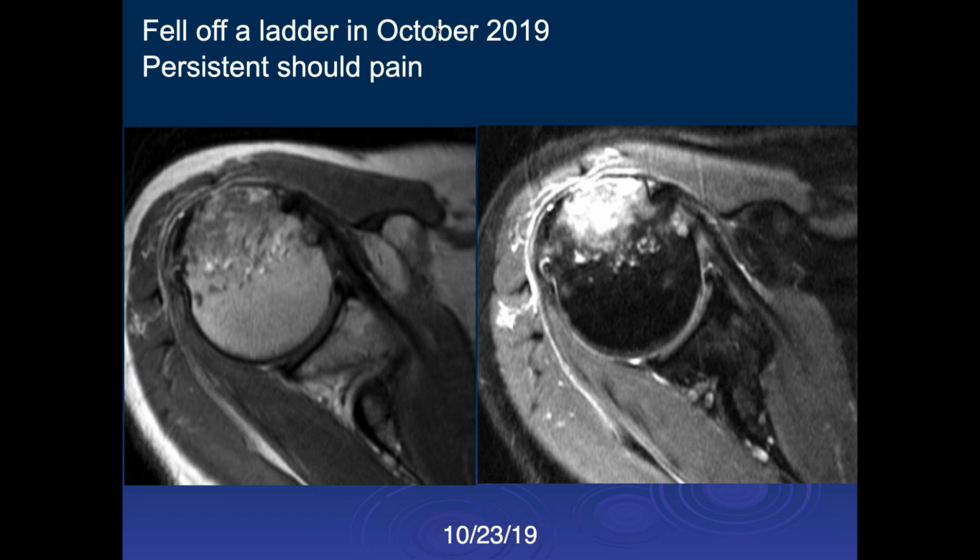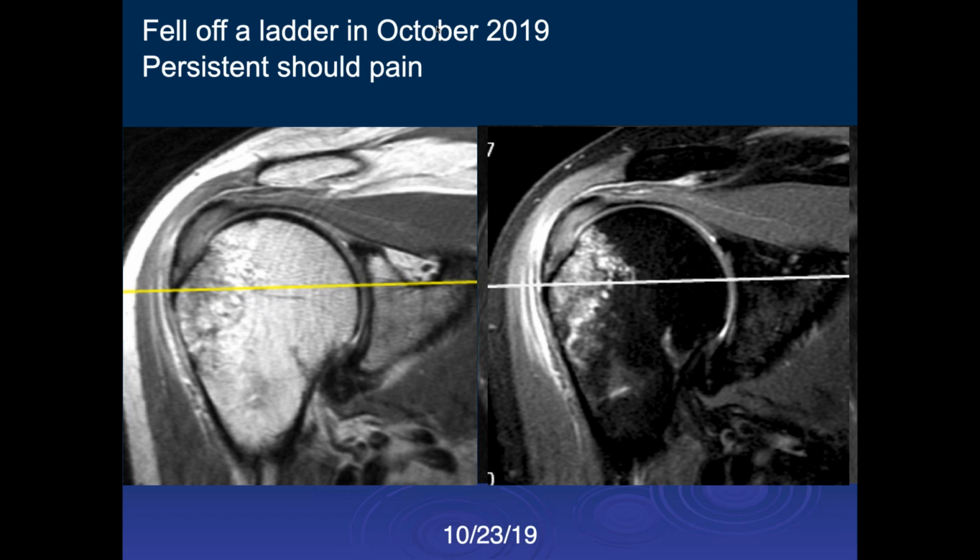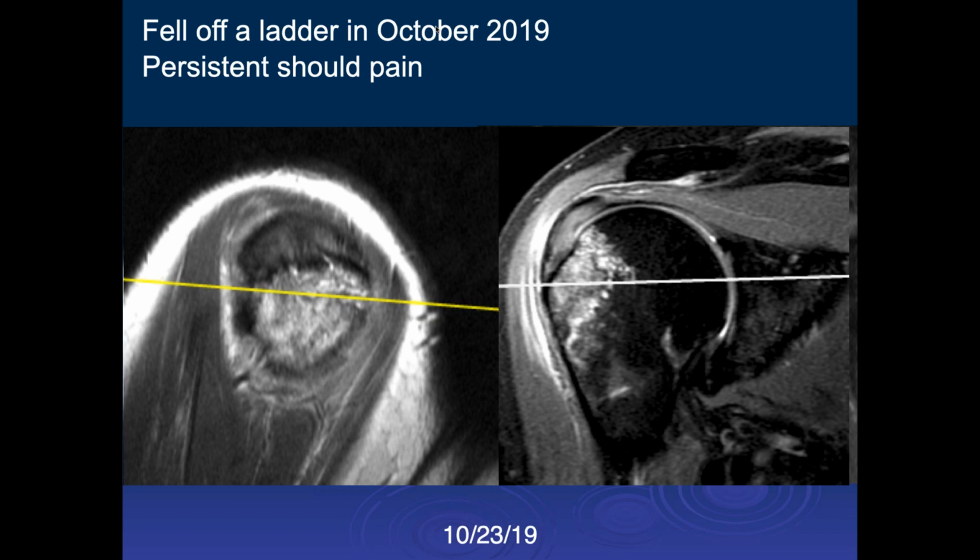All right, so a fall off a ladder in October 2019. It looks like there's diffuse edema within the greater tuberosity. I'd be concerned about a fracture of the greater tuberosity, although I can't see a fracture plane here. And here again we see diffuse edema in the greater tuberosity and some supraspinatus tendinosis, and there is some linear fluid signal intensity longitudinally. So I think this may be a non-displaced fracture. Extensive trabecular injury, a lot of either tendinosis or strain of the rotator cuff tendons. So that was on 10/23/19.